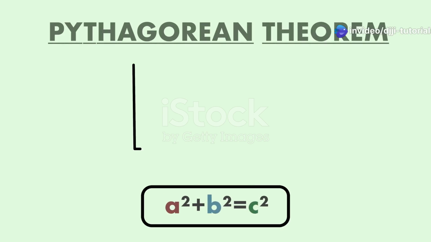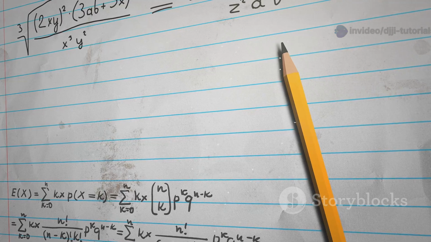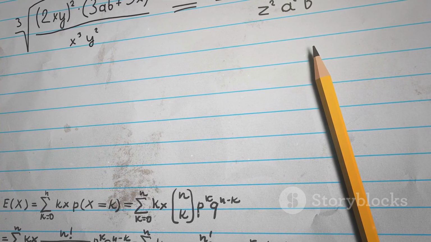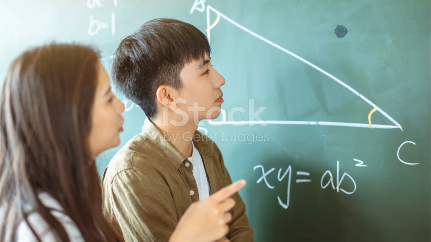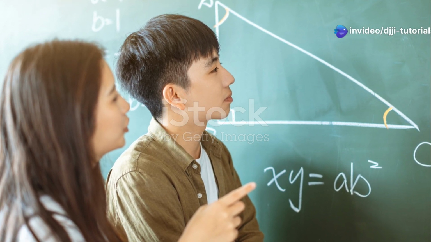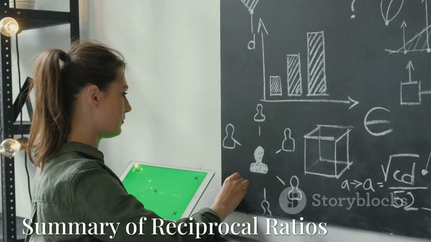It's defined as the ratio of the hypotenuse to the adjacent side in a right triangle, or 1 over cosine of theta. Cotangent, or cot, is the reciprocal of the tangent function. It's defined as the ratio of the adjacent side to the opposite side in a right triangle, or 1 over tangent of theta.